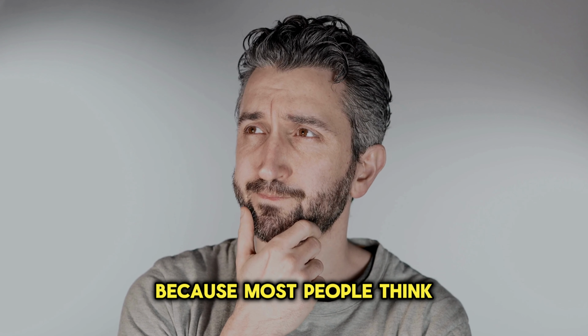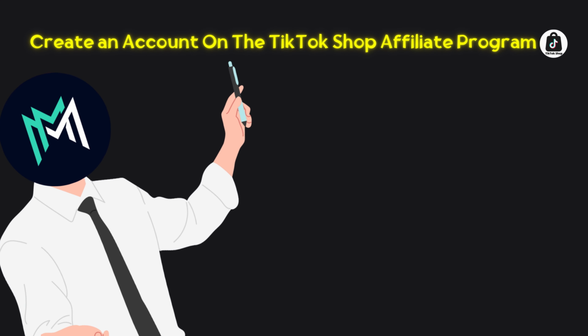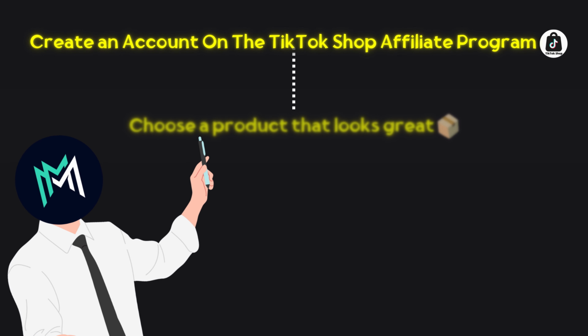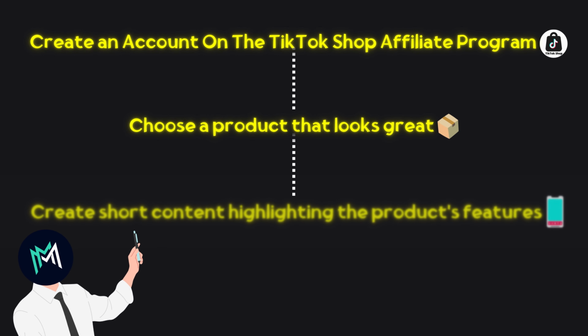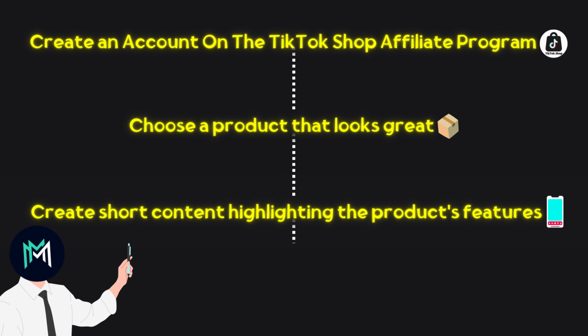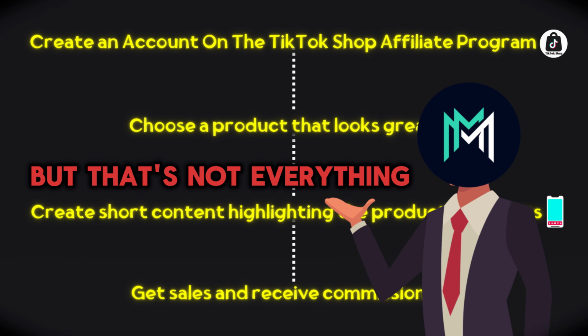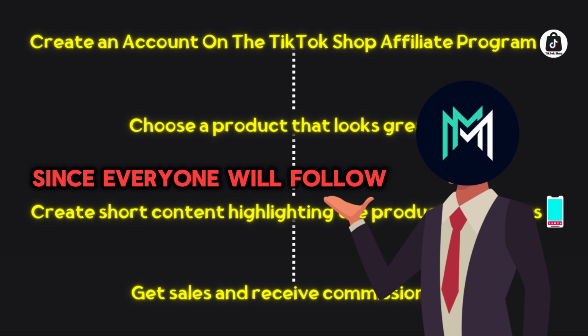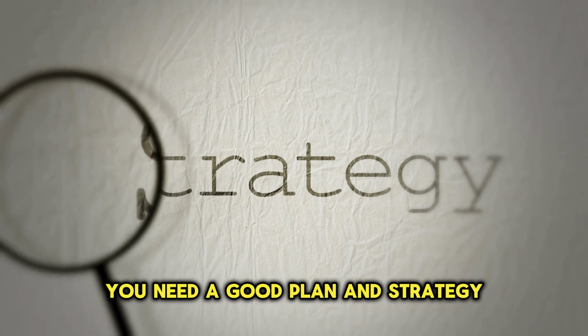Why? Because most people think all you need to do is: 1. Create an account on the TikTok Shop affiliate program. 2. Choose a product that looks great. 3. Create short content highlighting the product's features. 4. Get sales and receive commissions. But that's not everything. Since everyone will follow these exact steps, you need a good plan and strategy.